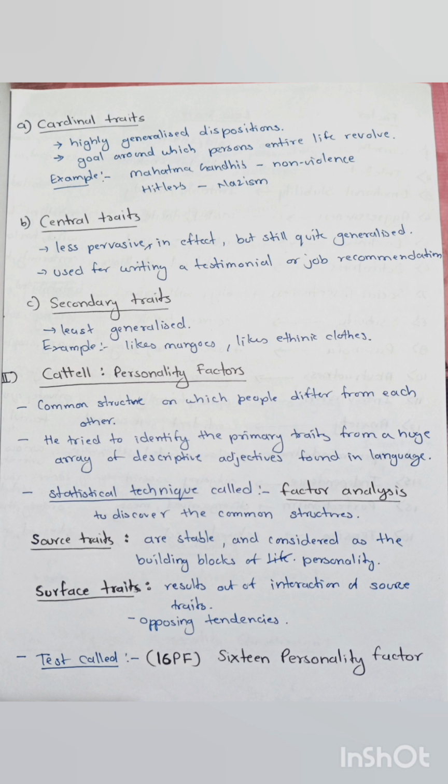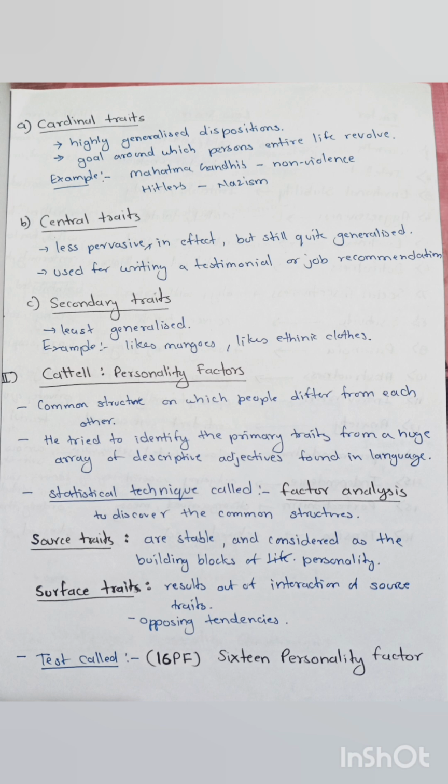He divided them into two parts. First is the source traits. They are stable and considered as building blocks of a personality. The second are the surface traits. They are the result of interaction of source traits and they generally show opposing tendencies.